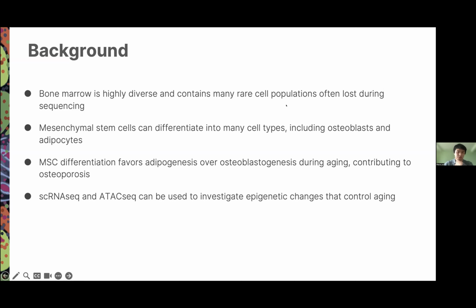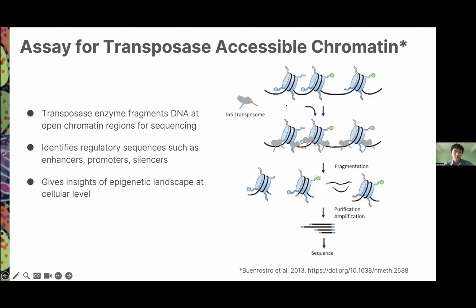So we employ single-cell RNA-seq and ATAC-seq to create a human bone marrow atlas and to investigate the epigenetic changes that control aging. So people might know about single-cell RNA-seq, but may not have as much knowledge about ATAC-seq.